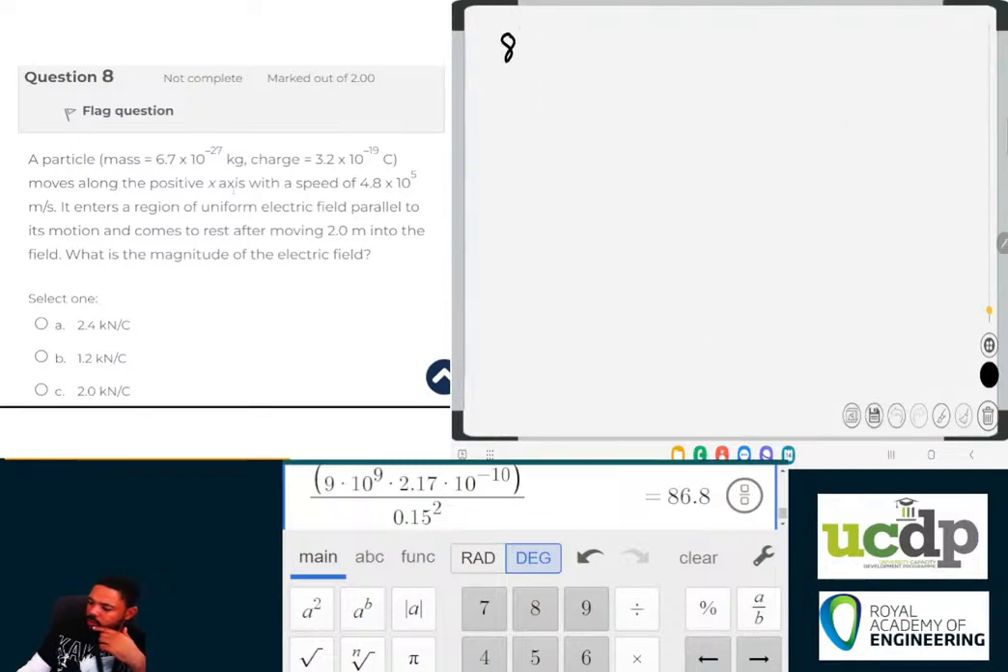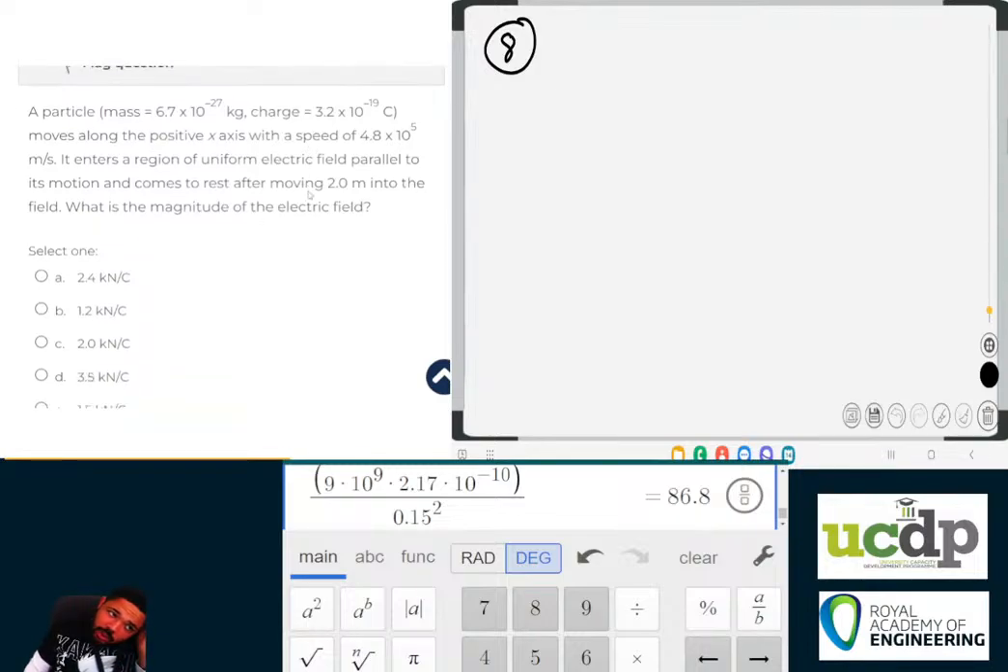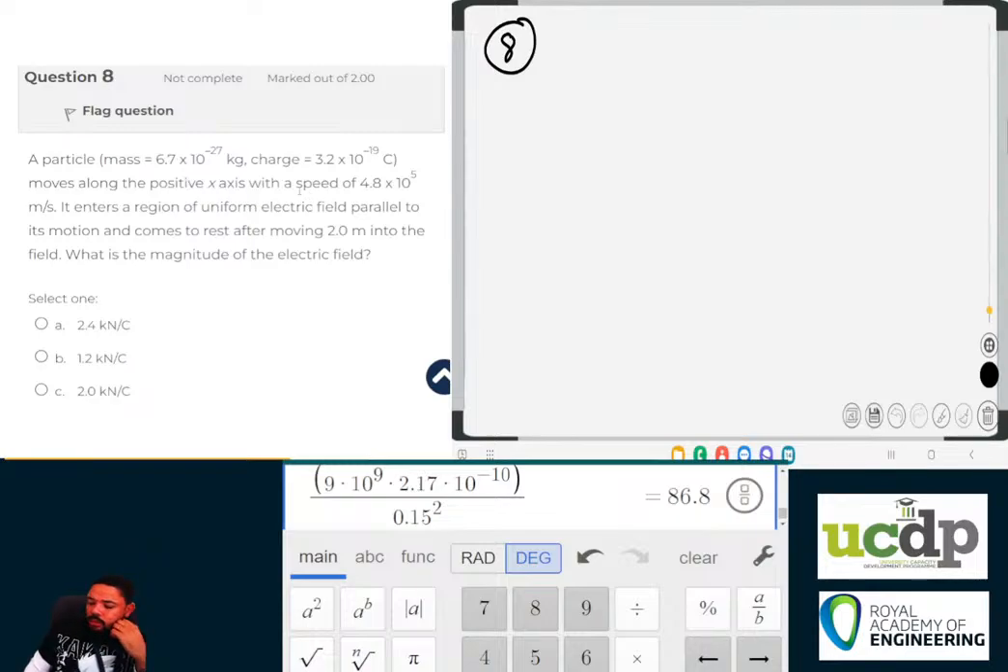Question number 8. I'm going at a reasonable pace because some of you have said that these videos are too long, so I'm just doing the answers, how to get to these answers, and explaining how I got them and the method of reasoning. Number 8.